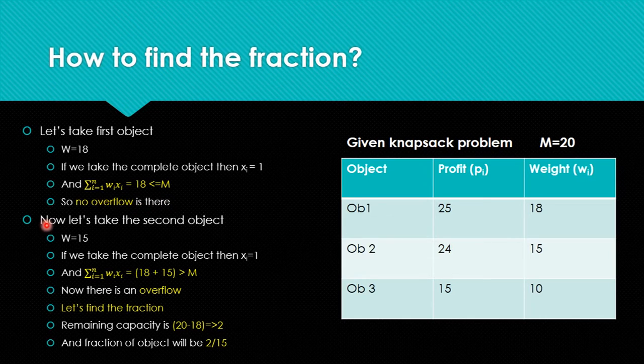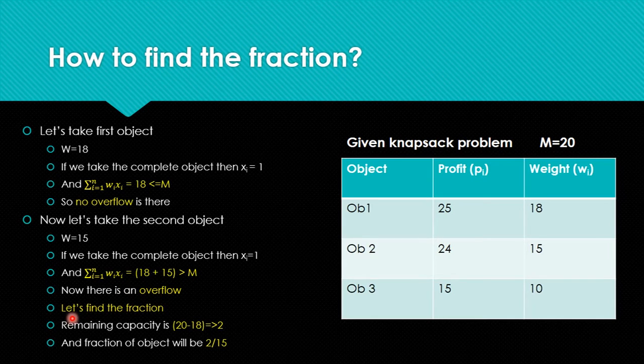Now let's consider the second object. The weight is 15. If we take the complete object, then xi is equal to 1 and the summation of Wi xi will be 18 plus 15, that is 33. Now this is greater than 20, the maximum capacity of the knapsack. So there is an overflow.